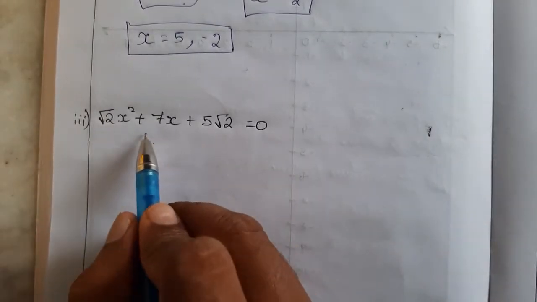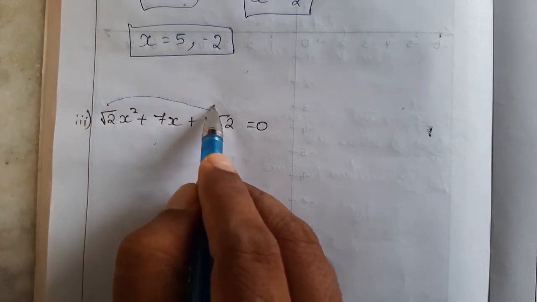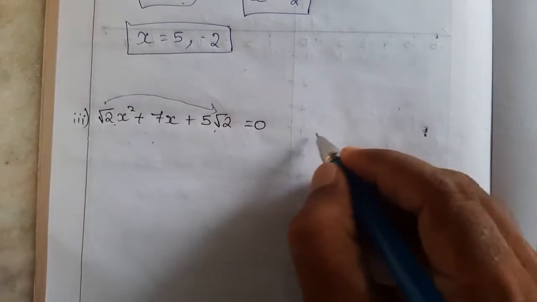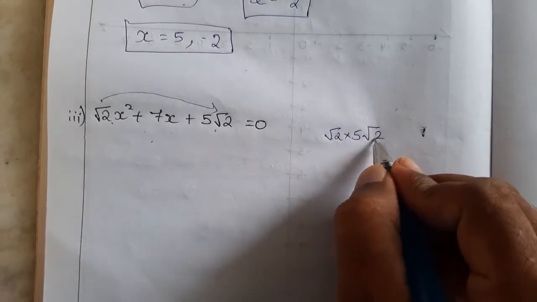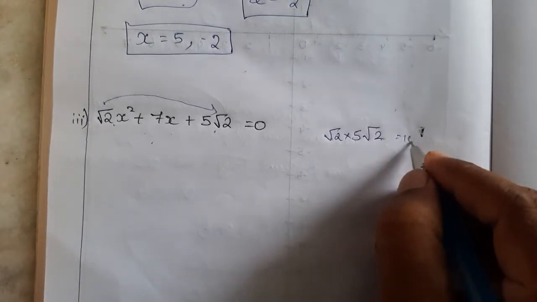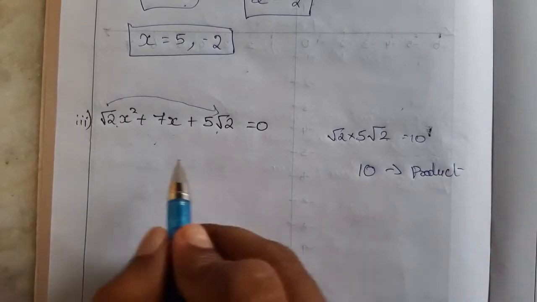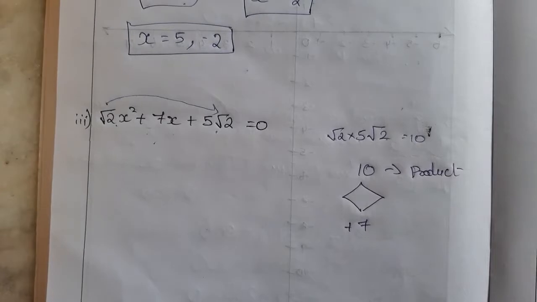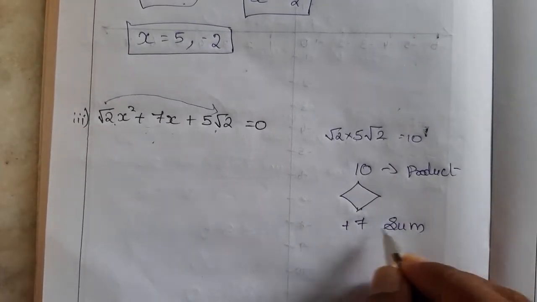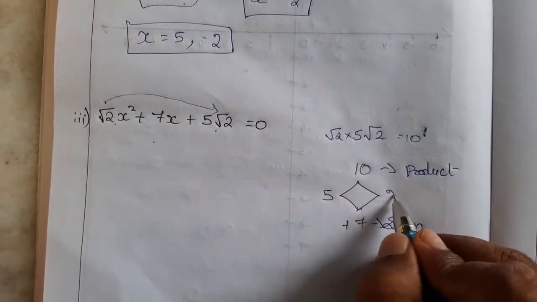The next equation is √2x² + 7x + 5√2 = 0. So just multiply the coefficient of x² and the constant. It's √2 into 5√2: √2 into √2 is 2, so 2 into 5 is 10. So the product should be 10 and the sum should be +7. For any two numbers, can you guess what is possible? It's +5 and +2, right? 5 into 2 is 10, and 5 plus 2 is 7.